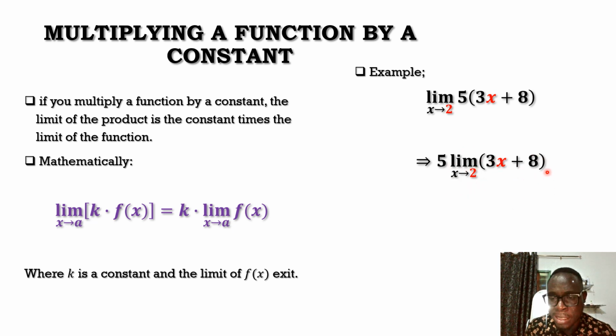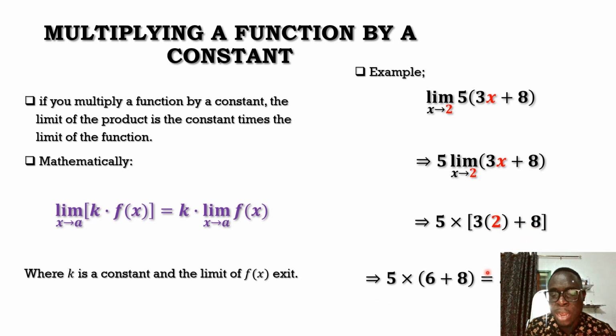So what is the limit of this particular function when x approaches 2? Then we are going to have 5 times. It means that to find the behavior of this function as x approaches 2, we substitute the 2 to find the approximate value, and that will give us 3 times 2 plus 8. And the result will be 5 times 6 plus 8, and 6 plus 8 will be 14. Then 5 times 14 equals 70. So that is the rule of multiplying a function by a constant.